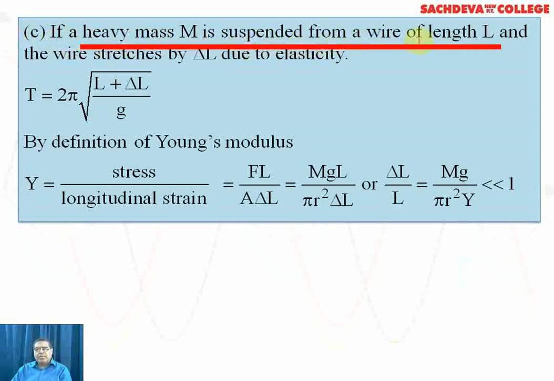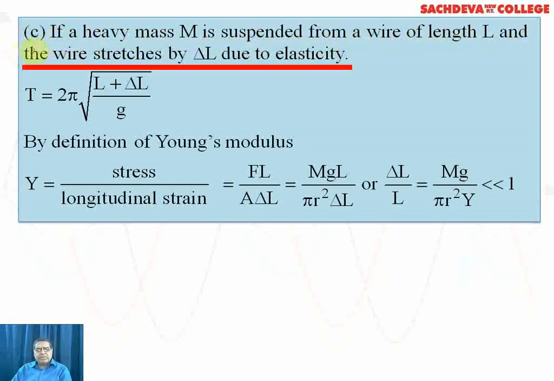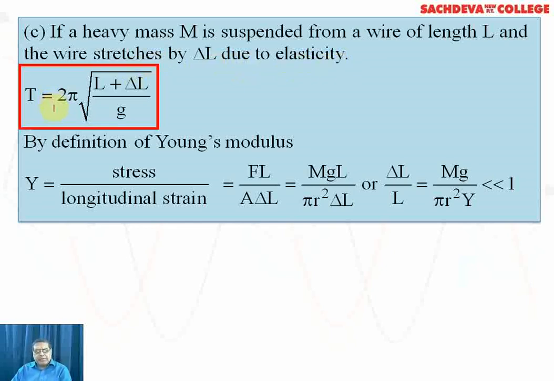Now, another important part: if a heavy mass M is suspended from a wire of length L and the wire stretches by delta L, meaning change in length due to elasticity, then find the formula for the time period, which is normally written as 2 pi under root L over g. Here we can write this formula as 2 pi under root L plus delta L, that is the change in length, whole divided by g.